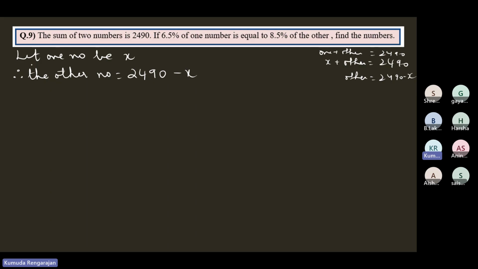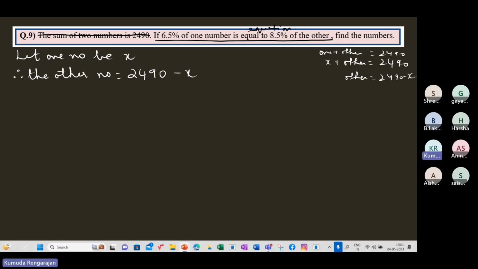Now come to the main working, the solution part, and write there. Let one number be x. Therefore, the other number is 2490 minus x. Very good. So now we're done with the assumption using this information, this part of the question. Now we're not going to use it again. Now this is what we're going to use to construct the equation. Equation is using this information. Do you want to continue, Aishwarya?